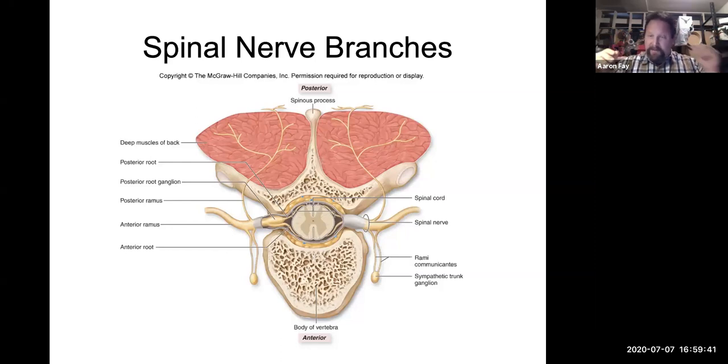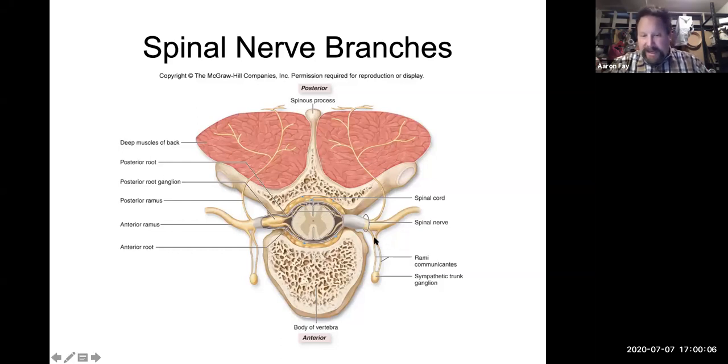From the spinal nerve, you're going to branch into the posterior ramus, the anterior ramus, and the rami communicans, which I'll talk about in a second. So posterior, anterior ramus, rami communicans. The anterior ramus continues on to form plexuses. Lateral to the plexuses, you have the named nerves of the body: sciatic, phrenic, that kind of thing.